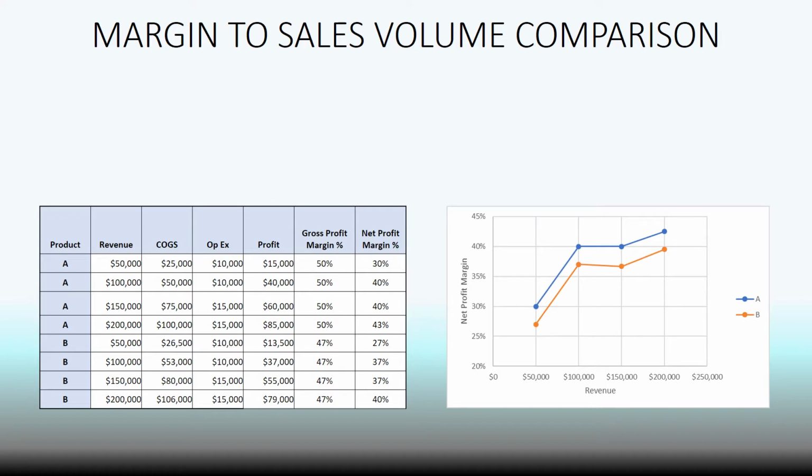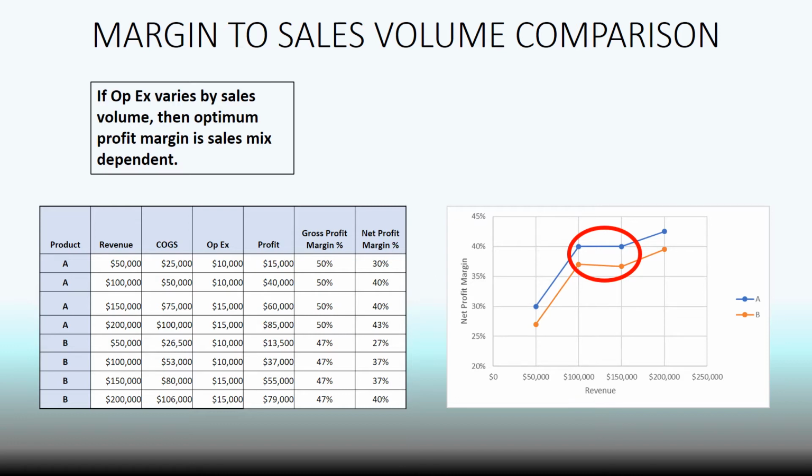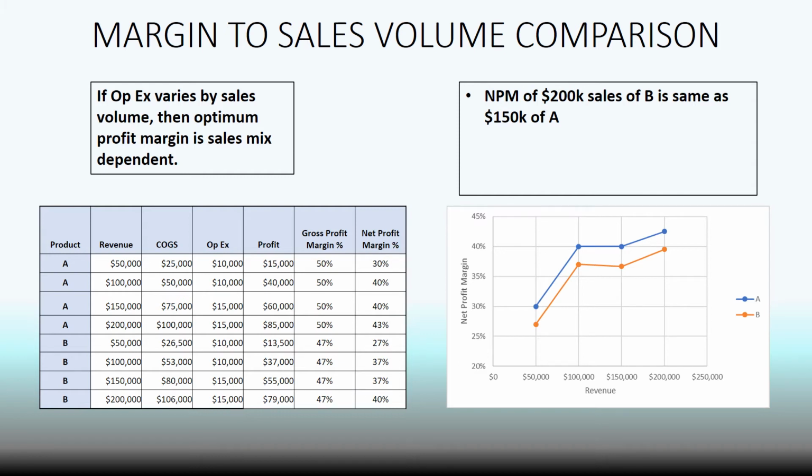Now that we've charted revenue, expenses, profit, and profit margins, and then graphed them, we can see that there's a knee in our profitability curve. What this means is that OPEX is varying by sales volume. Therefore, our optimum profit is sales mix dependent. Knowing about the knee tells us that we need to move beyond it. However, if we're stuck there, for example, with product A, and we can move product B a little bit beyond it, we can obtain the same profit margin for product B at $200,000 as we're achieving for product A between $100,000 and $150,000.